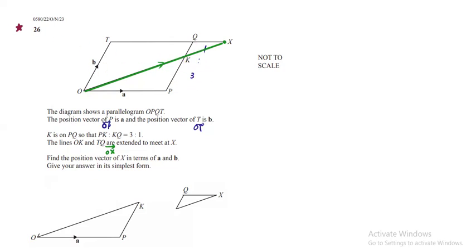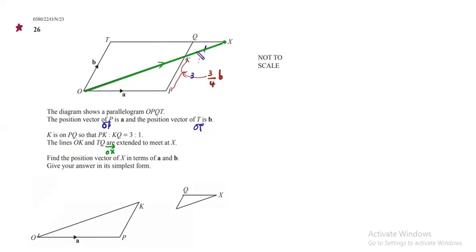Now I have a ratio that is given, so I can find how much this portion is. The total is split into 4 and 3 portions out of it, which means this portion that we have here is 3 plus 1, which is 4. So this portion is 3/4 of PQ. PQ is B, so PK will be 3/4 of B.